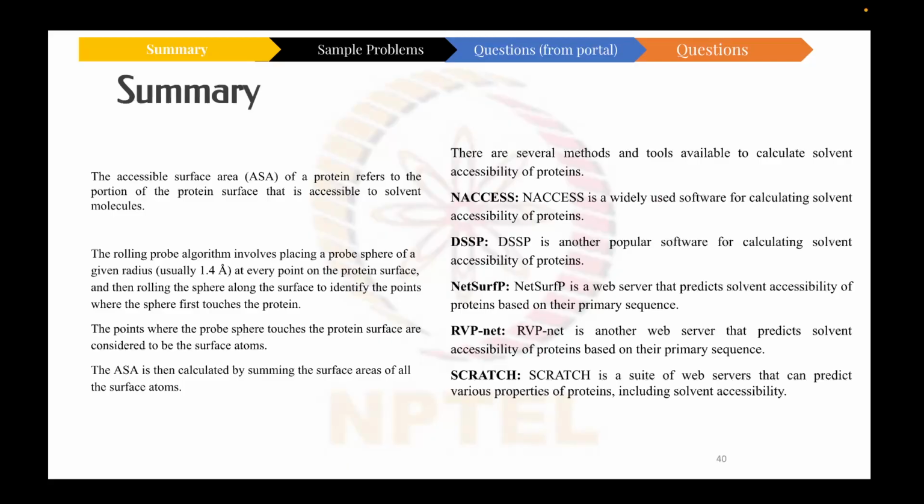The ASA is then calculated by summing up the surface areas of all the surface atoms. The surface area of each atom is determined by the area of the sphere that is not covered by the protein. But for human visualization, this is impossible. So we have methods like NAccess, DSSP, NetSurf, RVP-Net, and SCRATCH to determine it. Of these, DSSP and NAccess are the widely used software for calculating solvent accessibility of proteins, where they use the rolling probe algorithm to calculate the solvent accessible surface area. Among them, DSSP, along with the solvent accessible surface area, also provides annotation for secondary structure information.